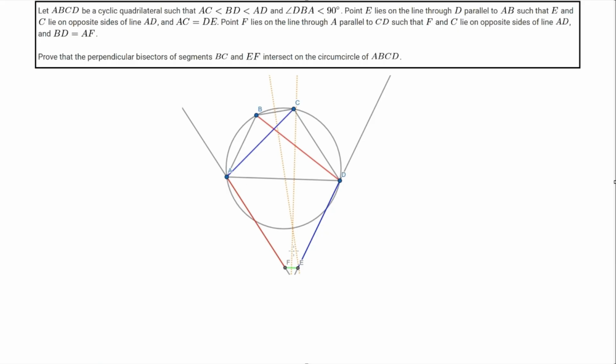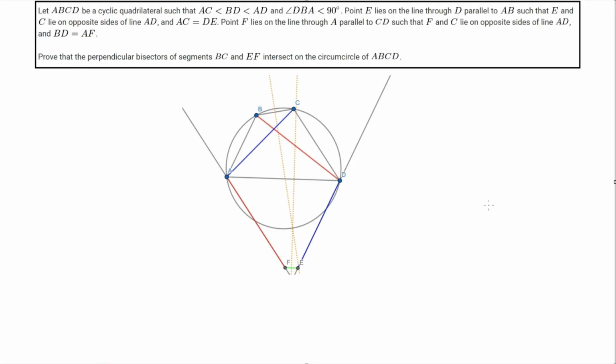Similarly, point F is such that AF is parallel to CD, and also the red segments have equal length. And these produce the points E and F. And we want to prove that the perpendicular bisectors of BC and EF, which are marked in orange here, intersect on the circumcircle of ABCD.